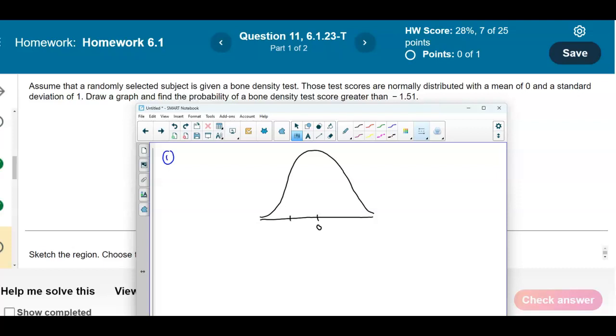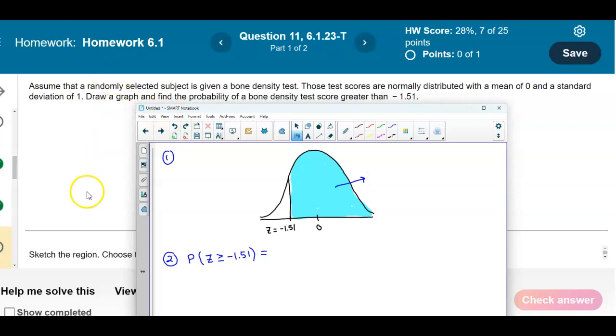Well, we know that negative 1.51 is to the left of 0. So if we approximate it over here, this is approximately negative 1.51, and that represents our z-score. We want to find the probability that is greater than that value, so we're going to shade everything to the right of this. So we want the probability that the z-score is greater than or equal to negative 1.51. We're looking for this area here.